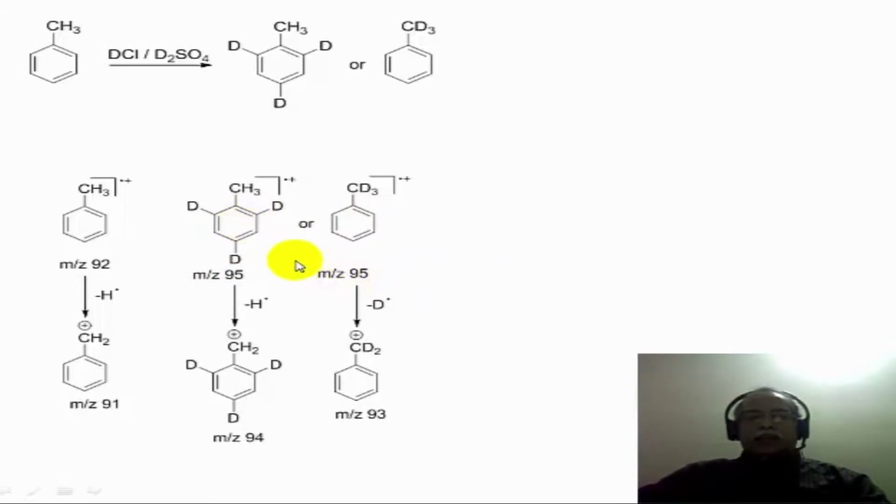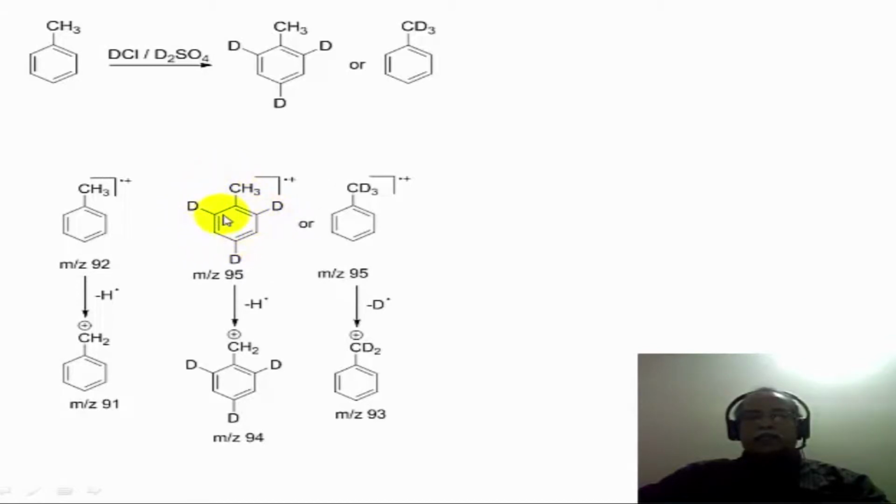However, if you look at the fragmentation pattern, the most prominent fragmentation of toluene is loss of hydrogen from the side chain to give the benzyl cation, m/z 91, which rearranges to the tropylium cation eventually. If such a reaction is facile with toluene, it should also be facile with deuterated toluene.